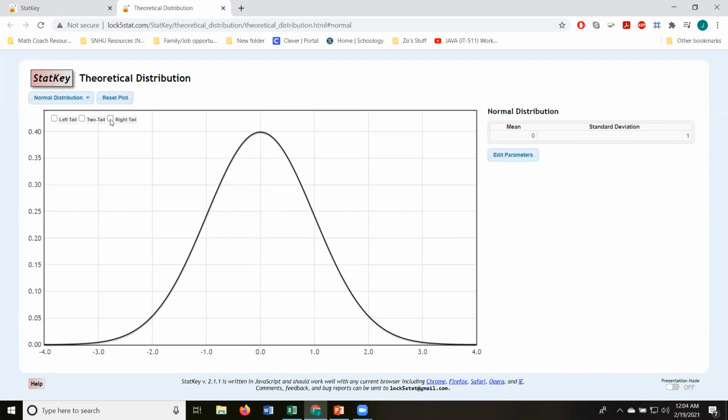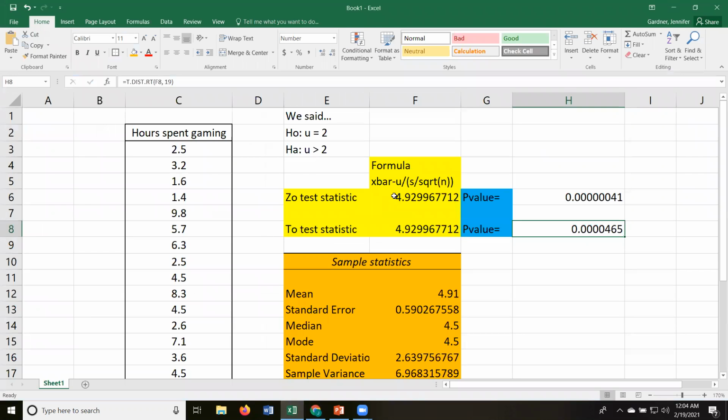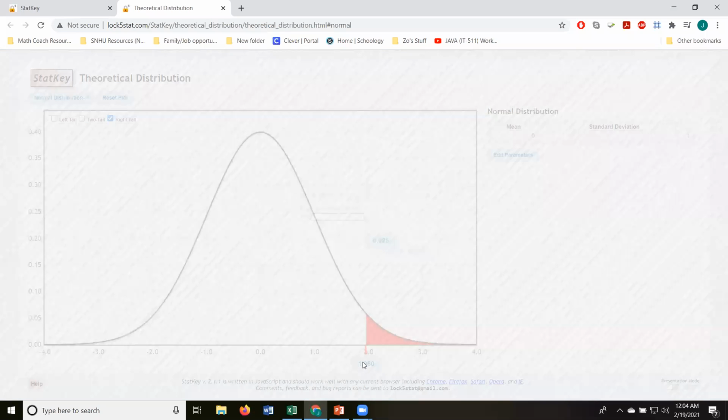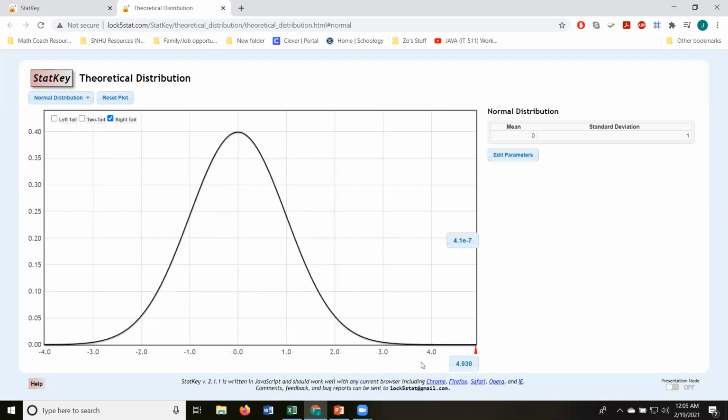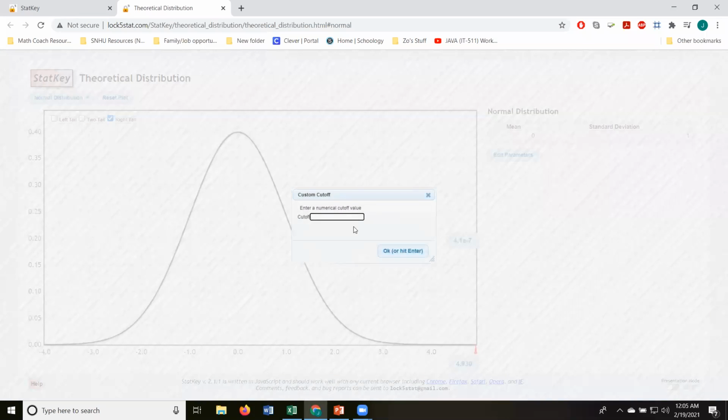We're going to look at just up here clicking right tail. Down here is where we will put in our test statistic. Now, if our test statistic was 1.96, our p-value would be up here at 0.025, but that's not what we got. So let's go look. Our test statistic, and we're just going to copy it, is this 4.9299677712 number. And when I put it in here, I just clicked on the number and it let me type it in.